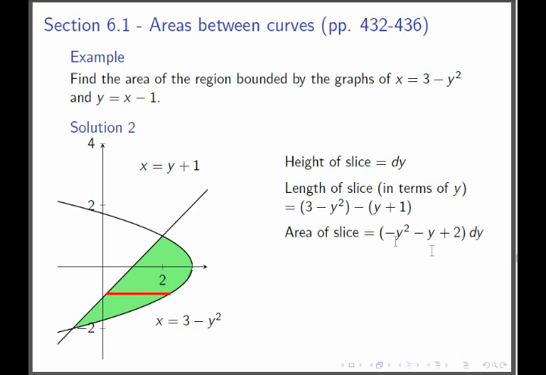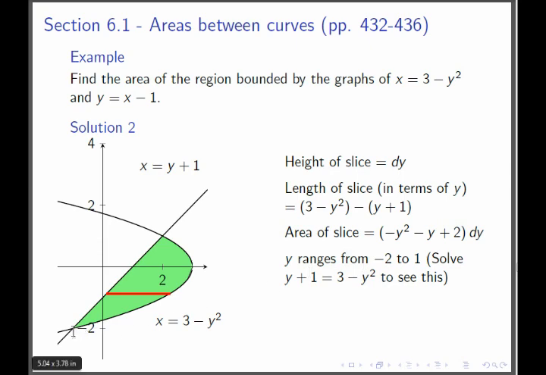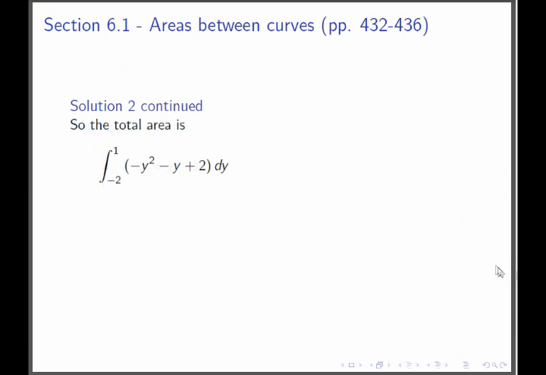And now we can simplify that and find that the area of the slice is negative y squared minus y plus 2 dy. And since y ranges in this case from -2 up to 1, which by the way you would find out by solving this equation here, you set these two curves equal to each other and solve, and that will give you the y coordinates of these two intersection points, and you'll find that that's -2 and 1. Then the area of the region is found by this.